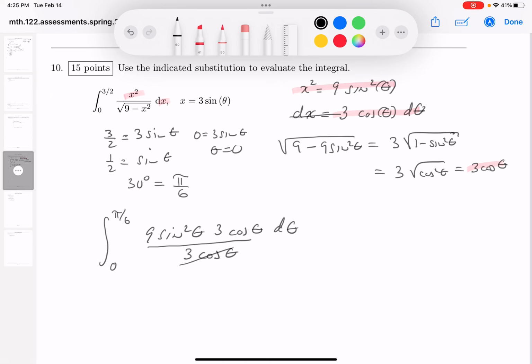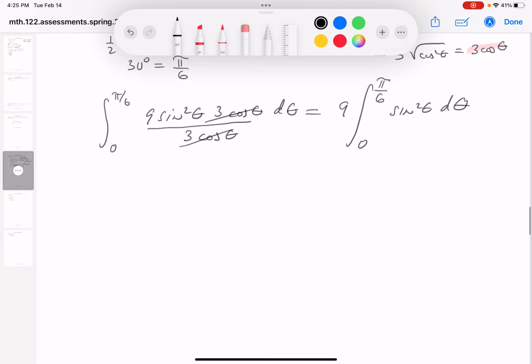What happens here? These cancel off, and you get a very simple integral. What do you get? You get 9, and then you get the integral from 0 to pi over 6 of sine squared. Well, this is deja vu all over again, right? Let's write this down. I'm pretty clear about that. And that's going to be 9, integral from 0 to pi over 6.